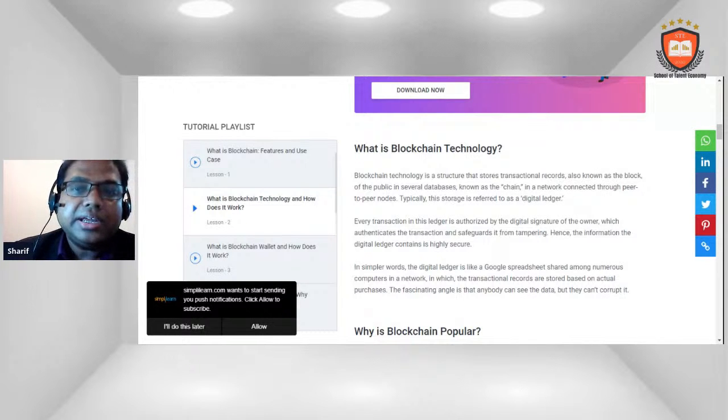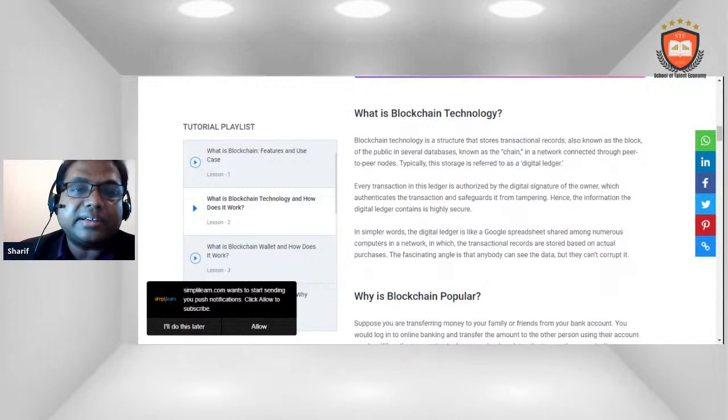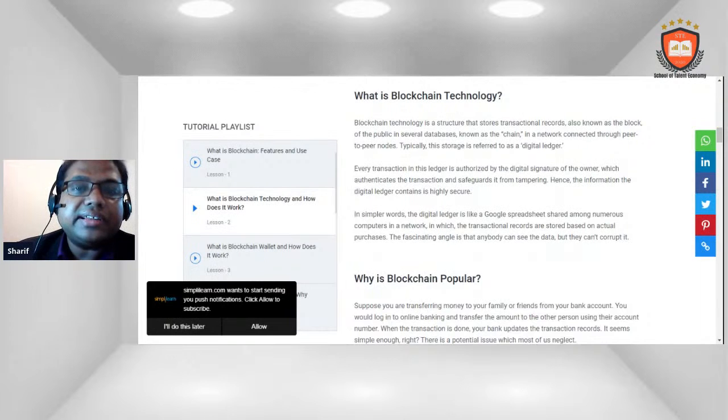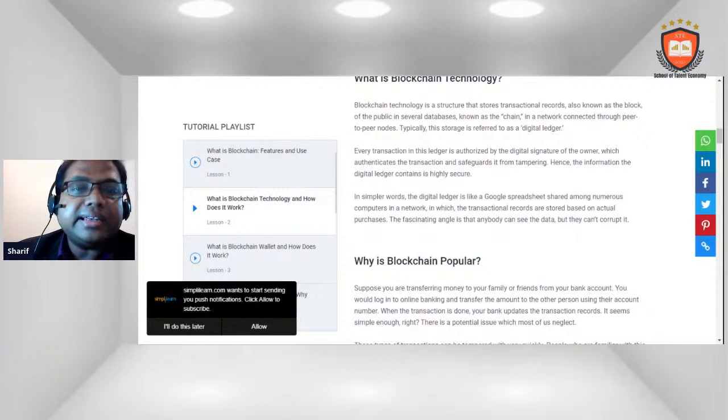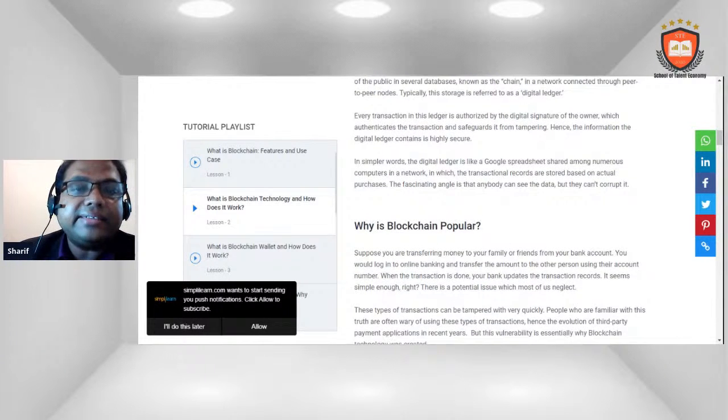known as the chain. In a network connected through peer-to-peer nodes, the storage is typically referred to as a digital ledger. Every transaction in this ledger is authorized by the digital signature of the owner, which authenticates the transaction and safeguards it from tampering. Hence, the information the digital ledger contains is highly secure.